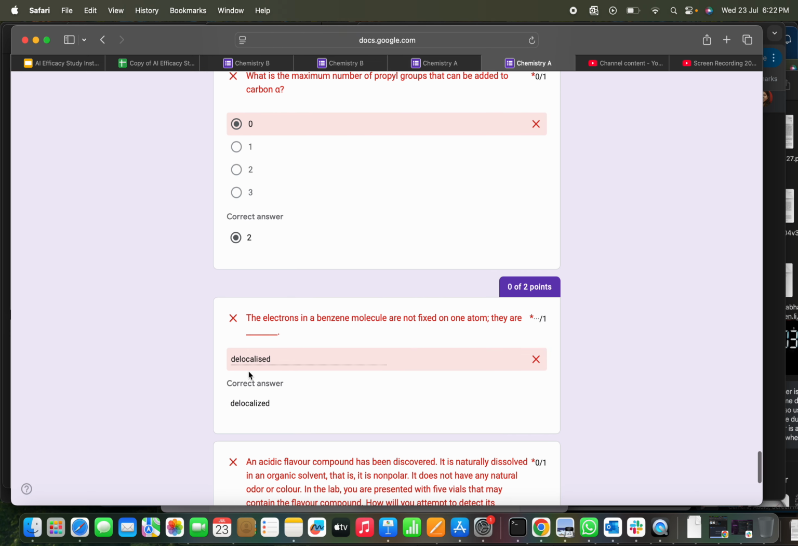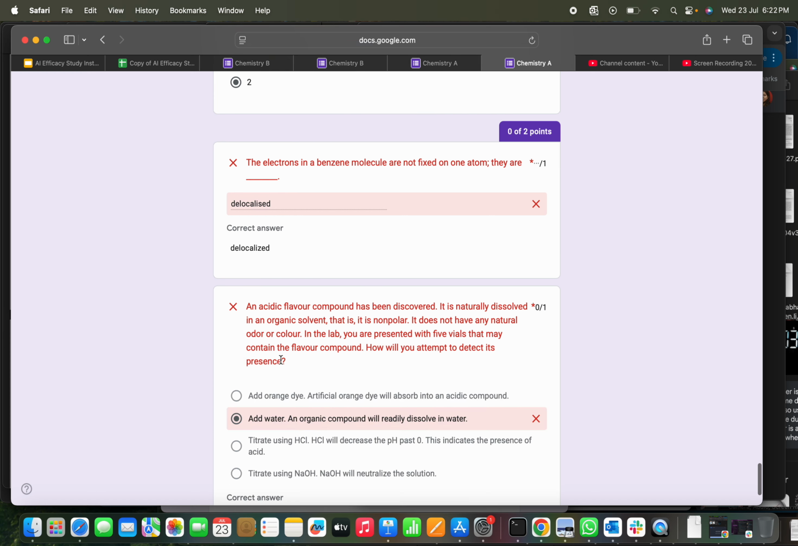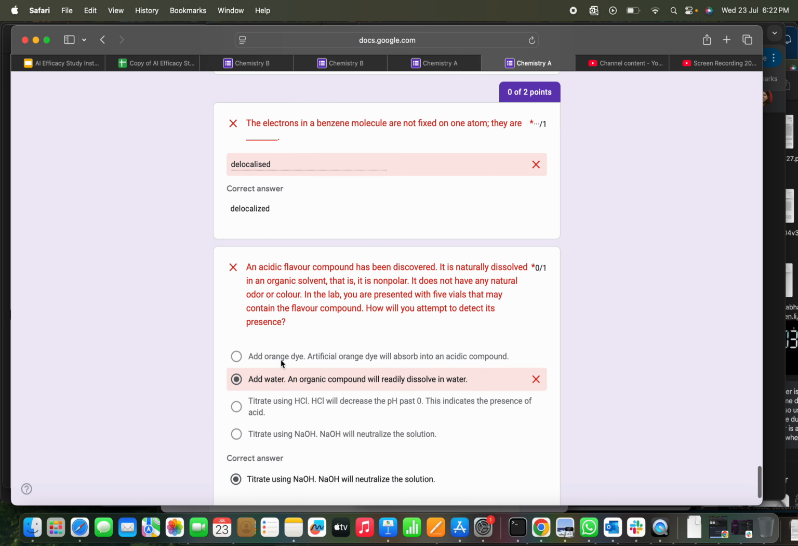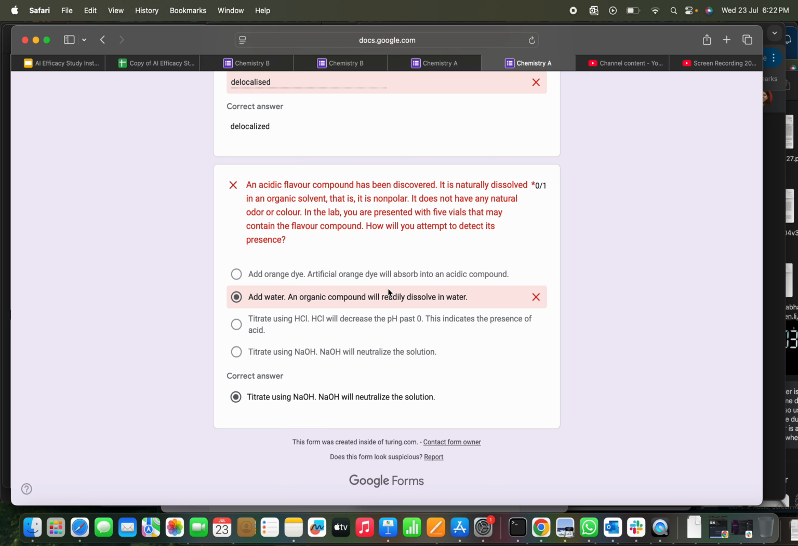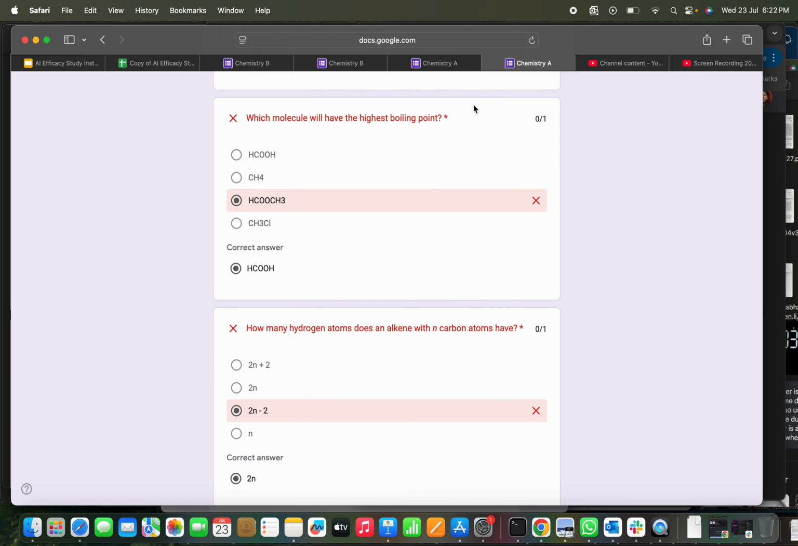Okay. This is the spelling mistake. I won't add water, titrate. But the molecule is non-polar. Alright.